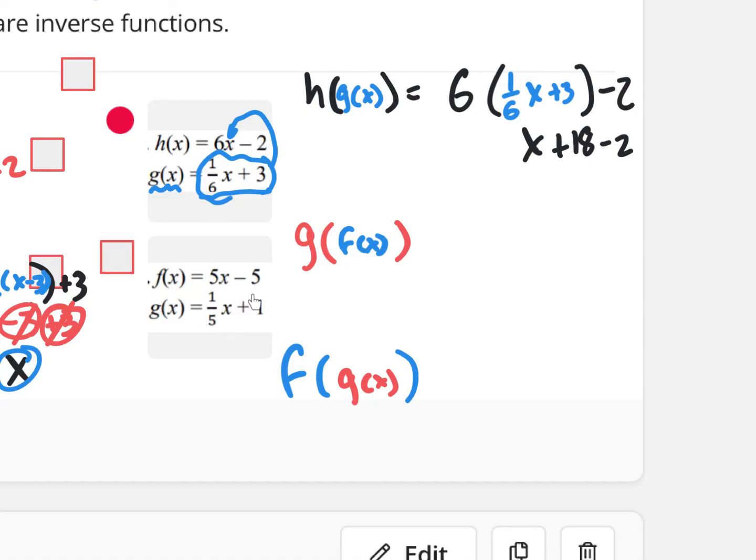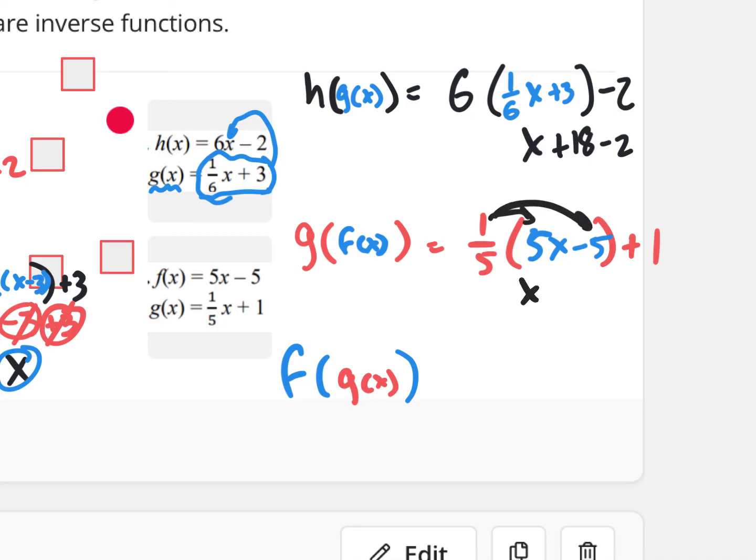So let's write this g of x pretty big, and let's write some big parentheses instead of that x. So the g of x function, in red, is going to be 1/5, big parentheses in place of x, plus 1. And of course, we're plugging in the f of x into the g of x. This 5x minus 5 goes right in there into these parentheses. And when you distribute 1/5 times 5, it cancels out. You just have an x left over.